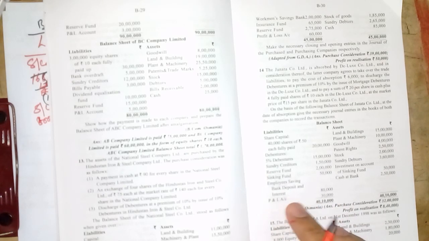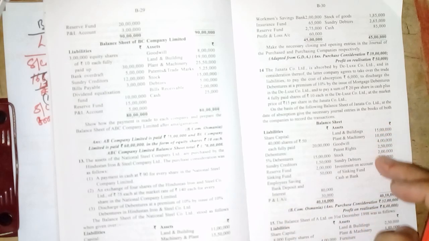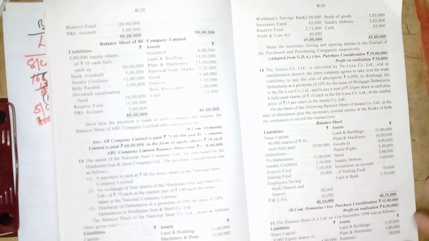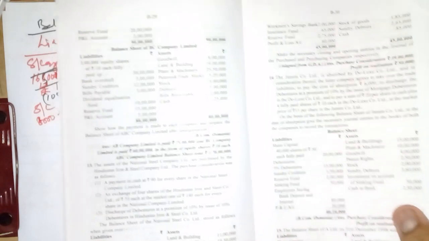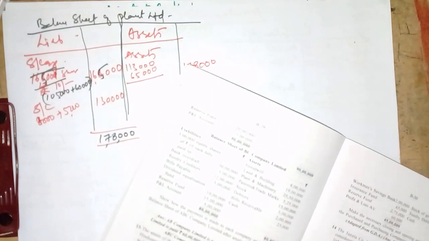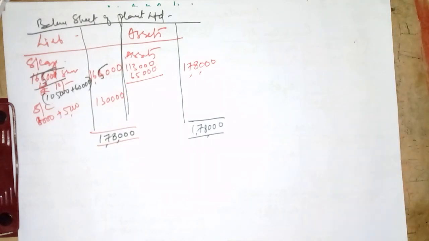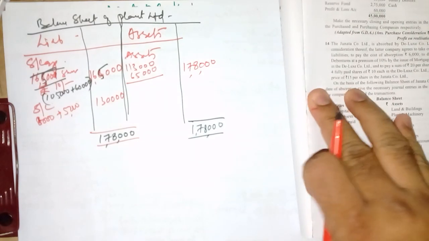P&L is a reserve, shareholders' money. So all the assets we have given. Now we need to write the journal entries. Prior to that, we need to calculate the purchase consideration. That is the very, very important step of the amalgamation, right?